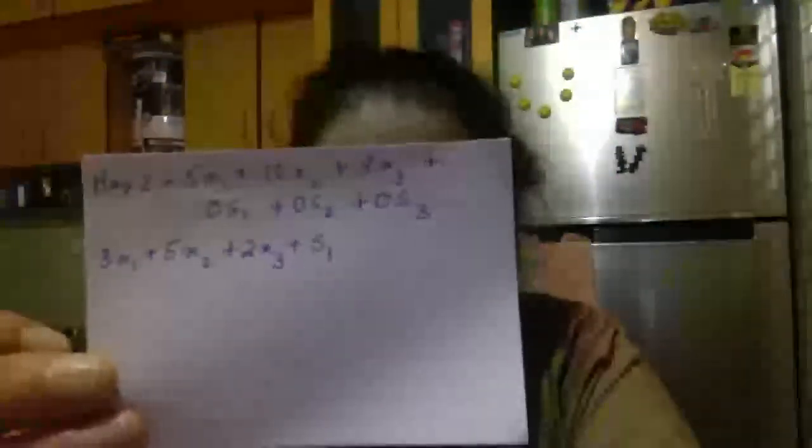What I can do is, there are two ways to do it. You can put s1 as variable 1. So what I'll do is plus s1. When I put s1, the coefficient is 1. Now you need not put s2 and s3, or you can put 0s2, 0s3.